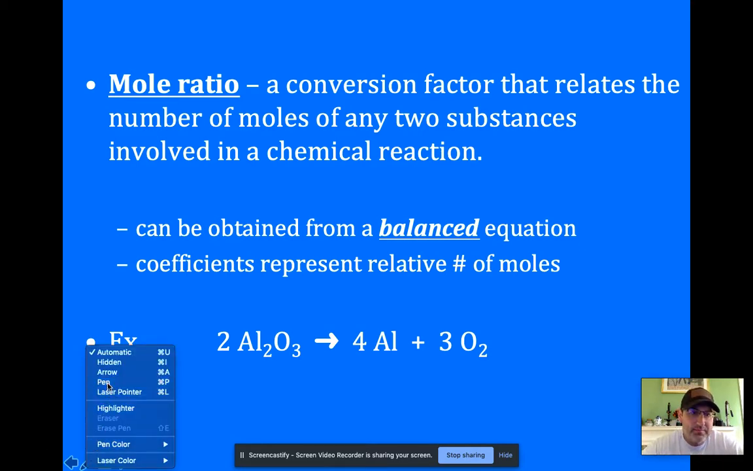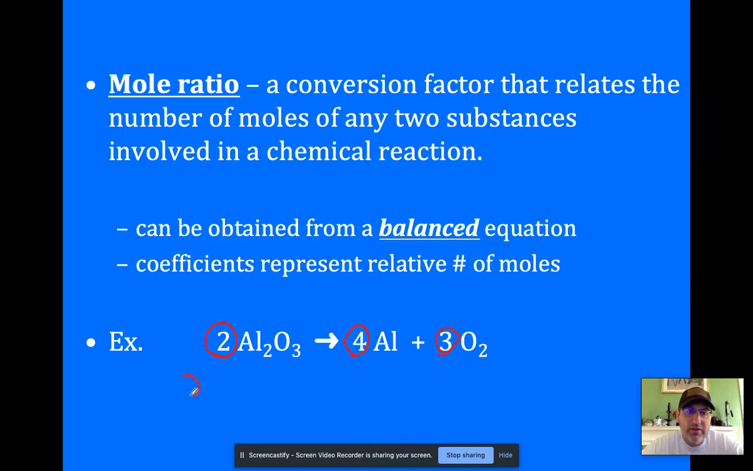So if we look at our coefficients, we have a 2, we have a 4, and we have a 3. Okay, and these are relative mole amounts. So really, we could say for every 2 moles of Al2O3 that decompose or break down, you produce 4 moles of Al and 3 moles of O2. So that's really the mole ratio.